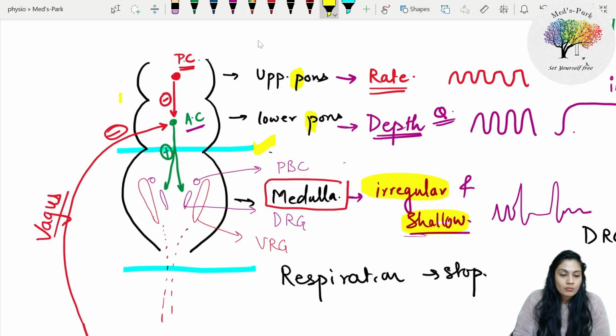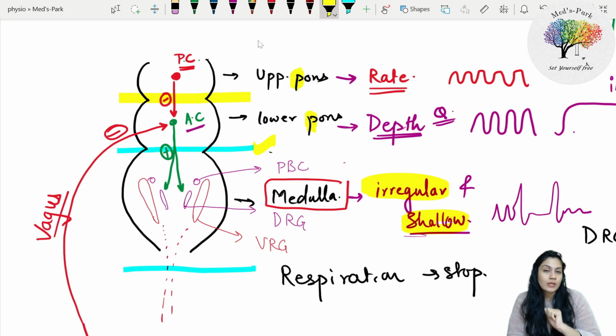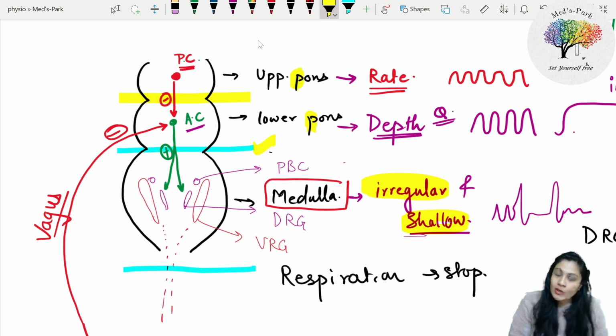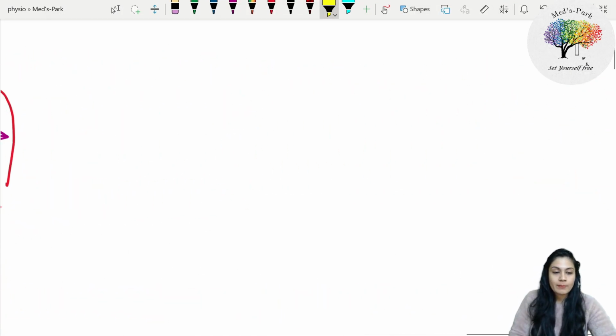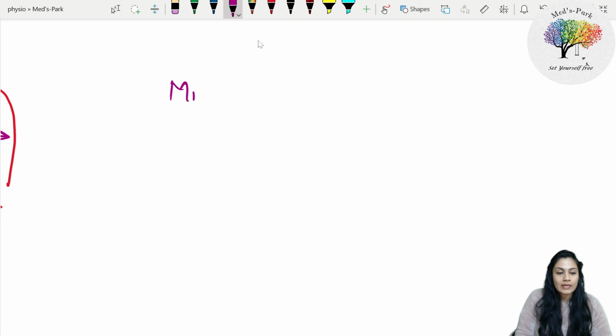Okay, then let's say there is a lesion over here, that is the mid-pontine lesion. Now we have to consider two things: only the mid-pontine lesion is there and the vagus is intact, or the mid-pontine lesion is there and with that the vagus is also cut. Okay, so I'll write it over here separately.